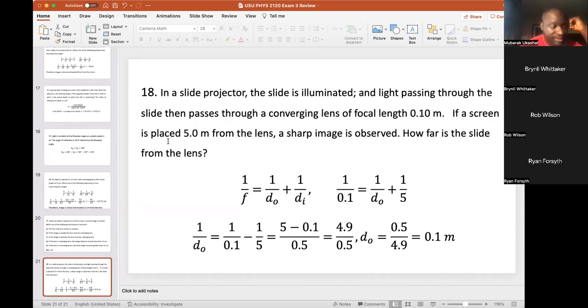And the last problem, 18, says in a slide projector, the slide is illuminated. And light passing through the slide then passes through a converging lens of focal length 0.1 meters. If a screen is placed 5 meters from the lens, so that's the image distance, and you are given the focal length, how far is the slide from the lens? So you're asked to find the object distance. So 1 over focal length is 1 over object distance plus 1 over image distance. We are given focal length to be 0.1. We are given image distance from the lens to the screen to be 5. So we are looking for object distance. So we solve again. I'll get our object distance to be 0.1 meters, straightforward.